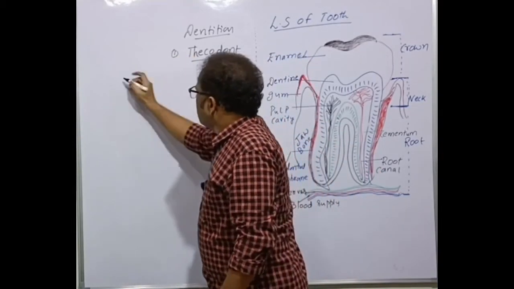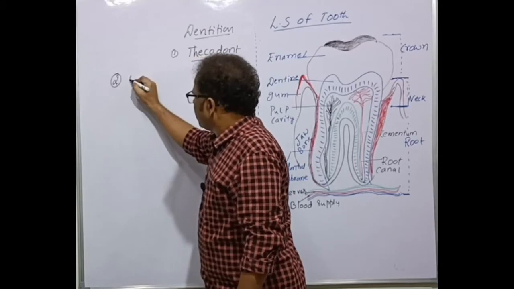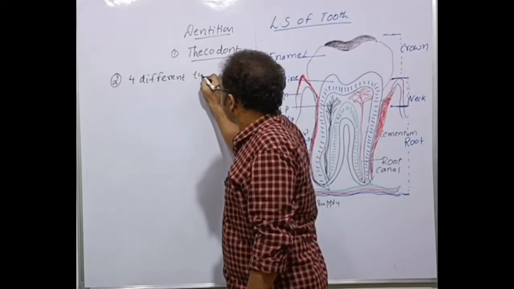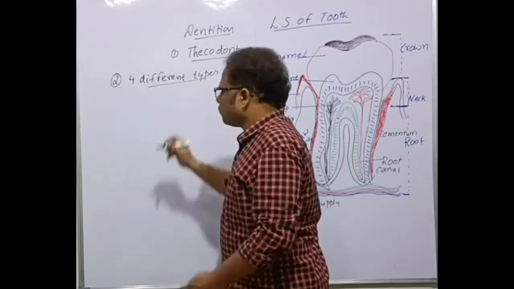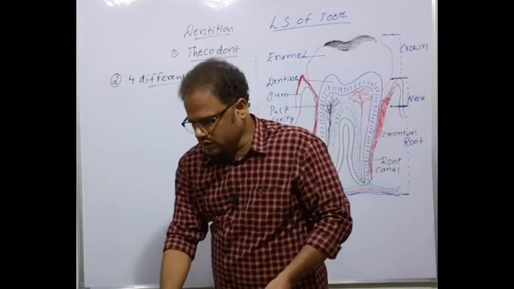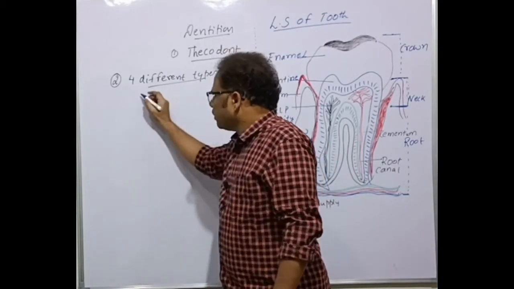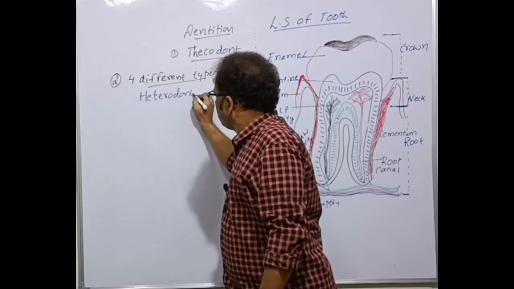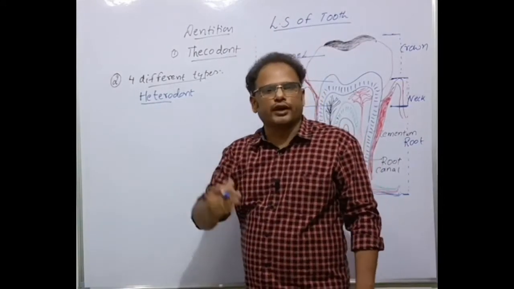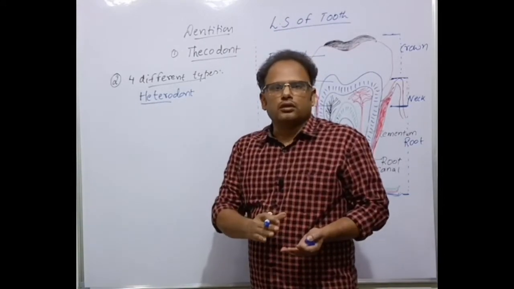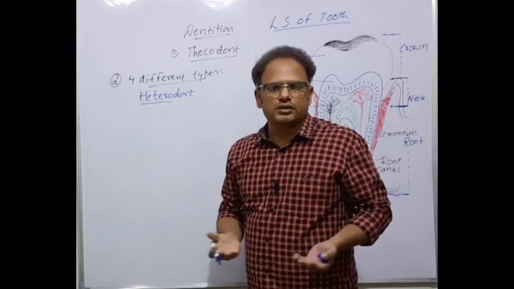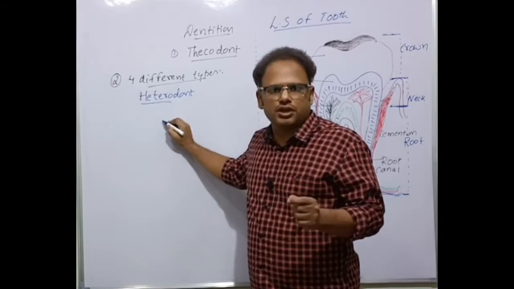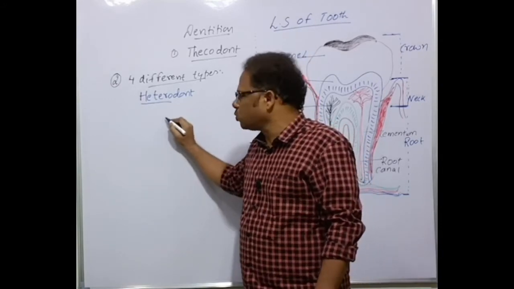Number one. And four different types of teeth are present. Hence, mammalian teeth, including human teeth, are called heterodont. What is meant by hetero? Hetero means different. Homo means same. In lower vertebrates like fishes and amphibians, all the teeth are of the same size, shape and structure. Such a pattern of arrangement is called homodont.